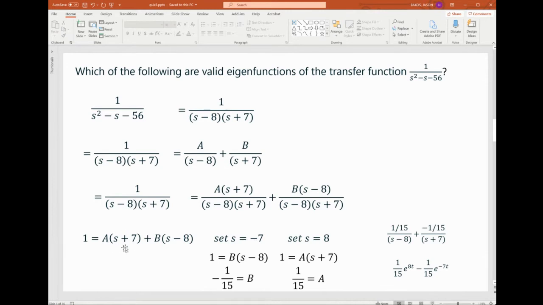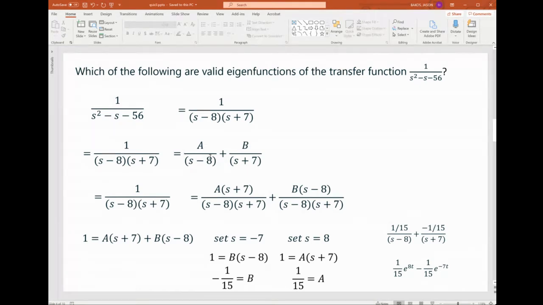will knock out the term A times s plus 7, because minus 7 plus 7 is 0, so that'll be A times 0, and we're left with 1 equals B times s minus 8. Well, we're setting s to minus 7, so that's going to give us 1 equals B times negative 15, and so B is negative 1/15.